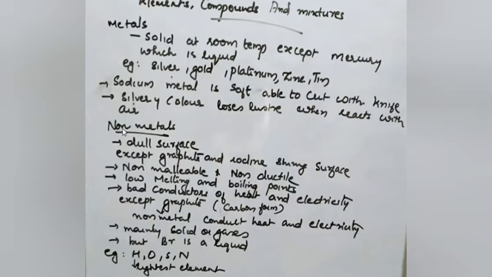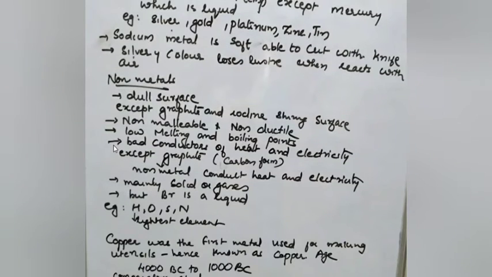Then non-metals. Talking about non-metals, they have a dull surface. Metals have a hard surface. Non-metals have a dull surface, except graphite and iodine, which have a shiny appearance.